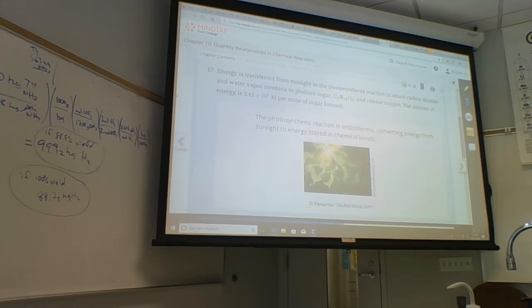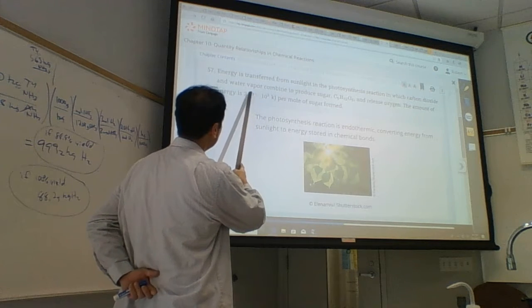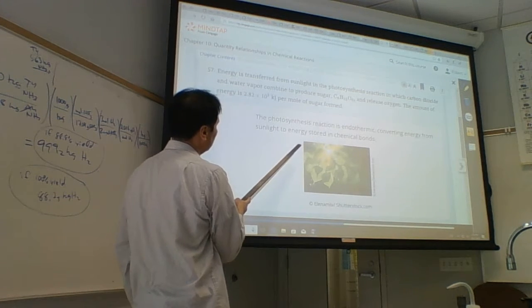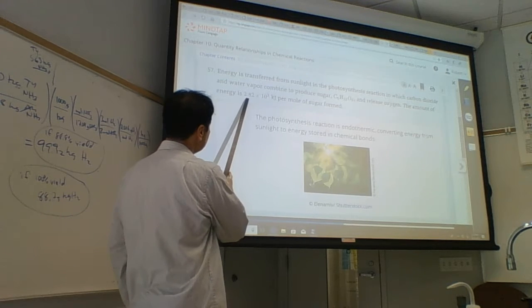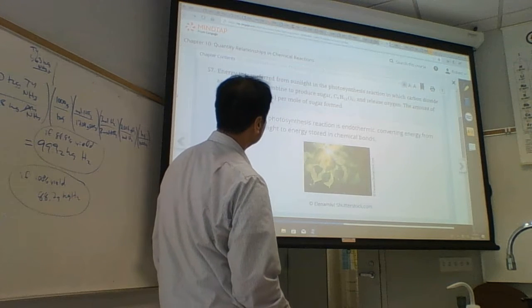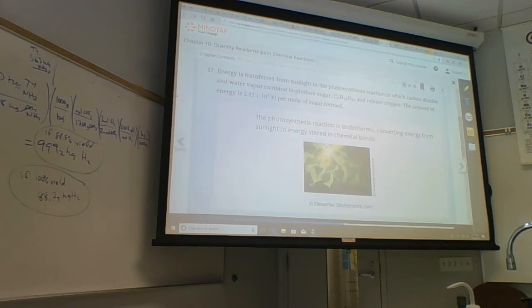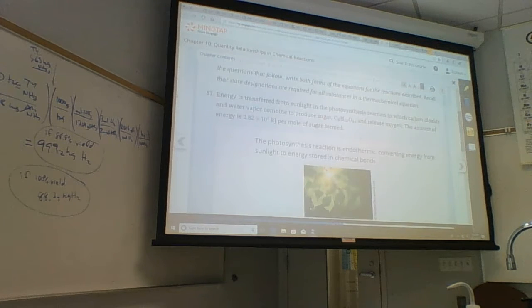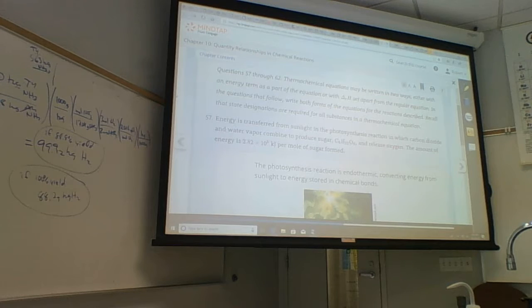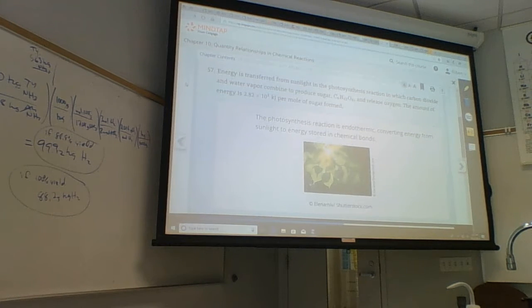Start out with 57. Energy is transferred from sunlight in the photosynthesis reaction in which carbon dioxide and water vapor combine to produce sugar and release oxygen. The amount of energy is 2.82 times 10 to the third kilojoules per mole of sugar formed. What are we supposed to do? We're supposed to write the equation in two ways. So first, let's go ahead and write the equation for photosynthesis.